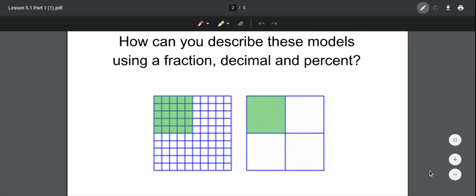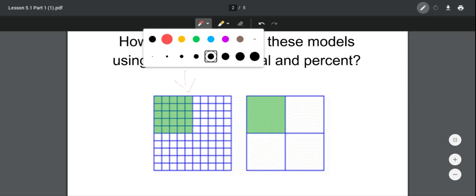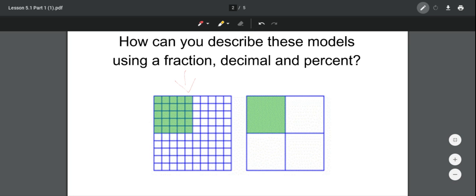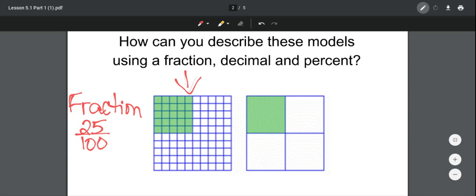Let's begin with our first square. If we look at the first square, we will notice that there are 25 highlighted boxes out of 100 boxes. So as a fraction, we can write 25 out of 100.